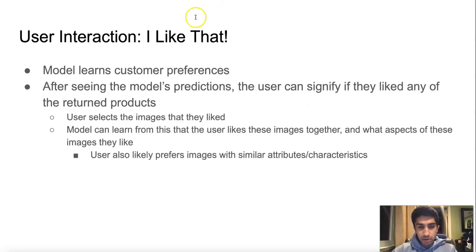The second form of interaction is called "I like that." In this case, the user interacts and provides the system their preferences. The way the interaction is done is that after seeing the model's predictions, the user can signify if they liked any of the returned products. So the user selects the images that they liked and could potentially buy, and then the model can learn from this that the user likes these images together. And so that means that next time when the model predicts one of these images, it's more likely to predict similar images that have the characteristics of these images because the user liked them in the same context.